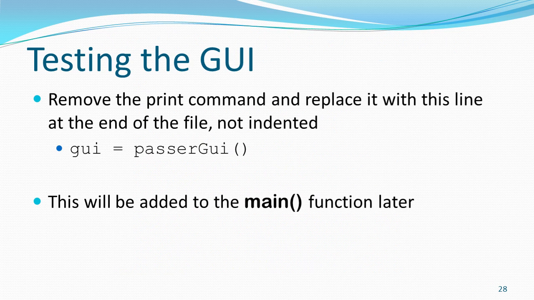So now it's time to test the GUI. I want you to go into your code and remove that print command and replace it with this line near the end of the file. GUI equals passer GUI. Notice I'm using the camel case. If you created a function using the camel case, when you call the function, you have to use the exact same case. There's no arguments, so you just use an empty argument list. And this line must not be indented. Now, we are going to take this line and add it into a function later on. But for now, we don't want this line indented.